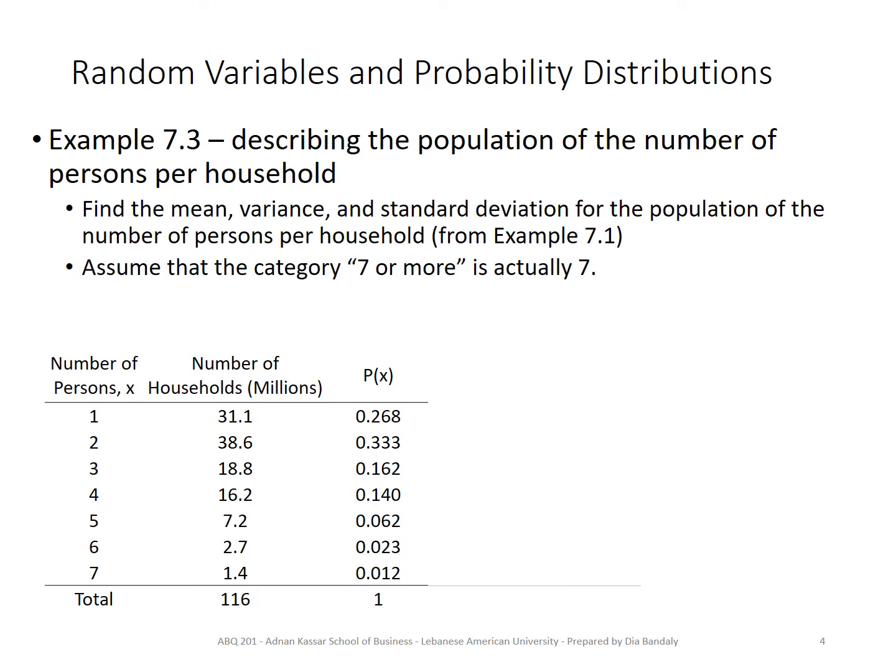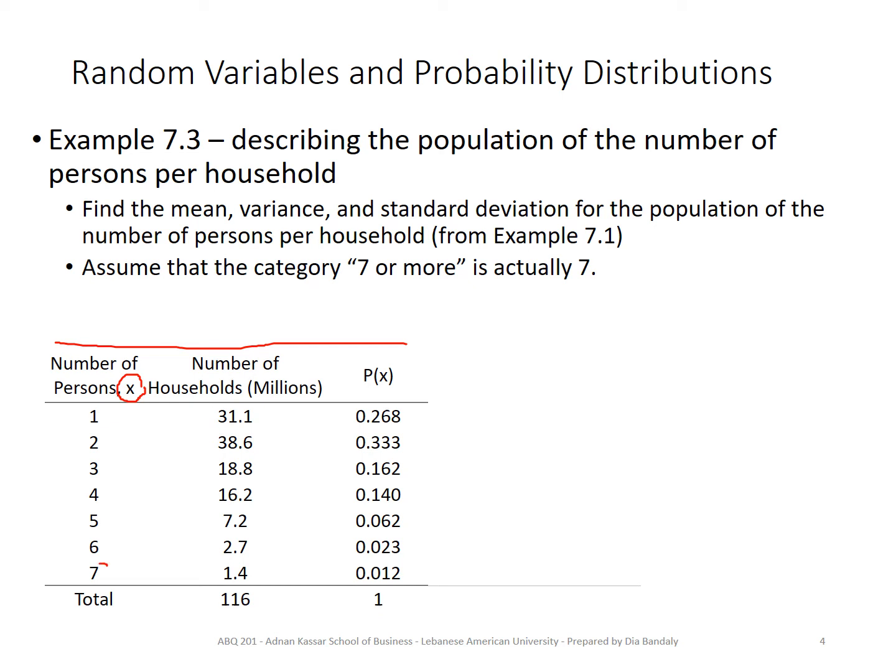Okay, so let's do example 7.3 to implement this equation that we learned on how to find the population parameter from the probability distribution. So here we see below the probability distribution that we did in example 7.1. Remember, we did that together in the previous segment, and we found for every value of X, these are the possible values, a corresponding probability.